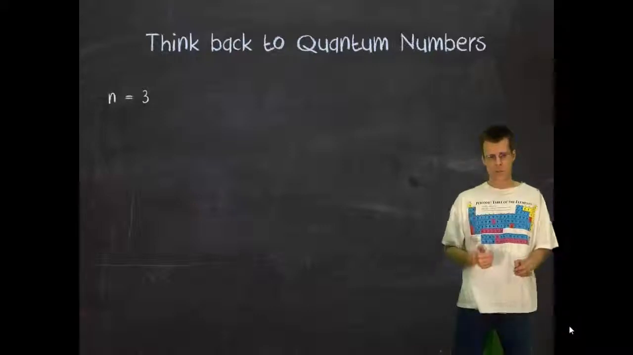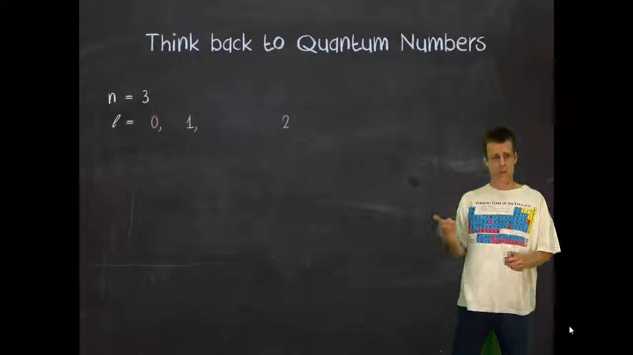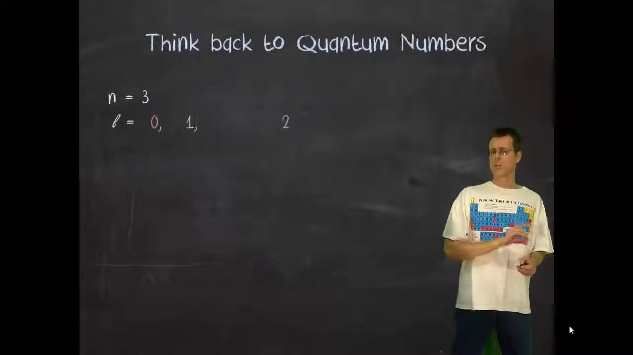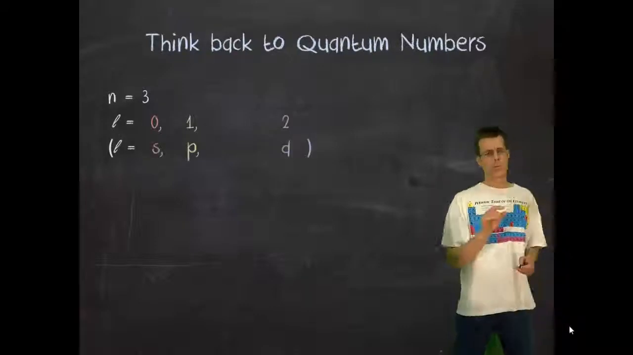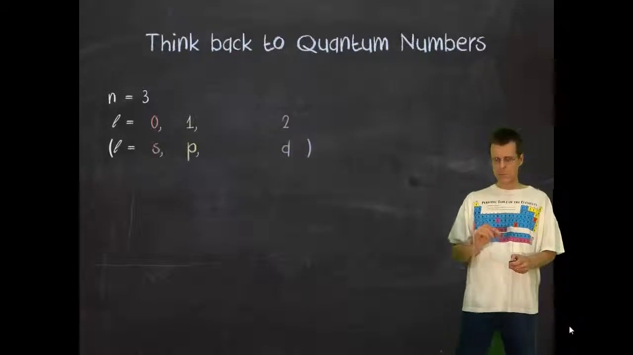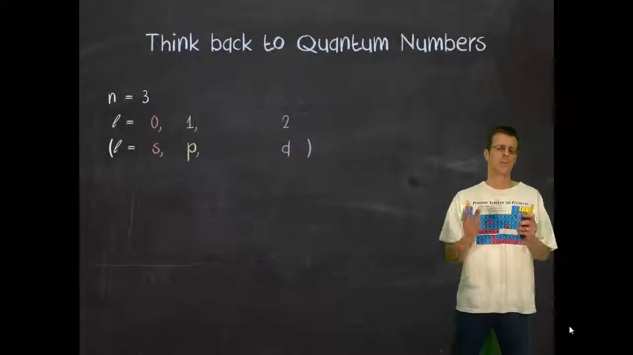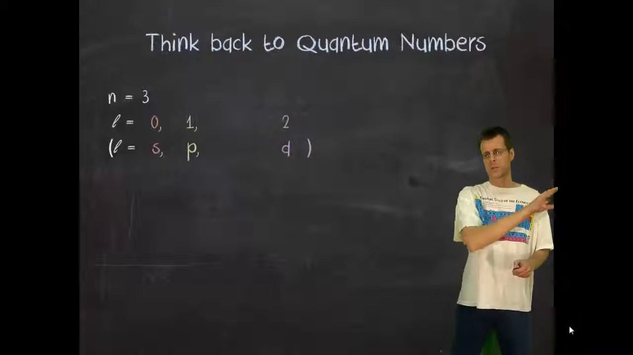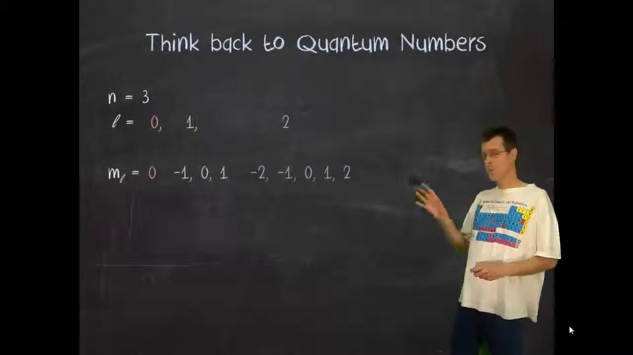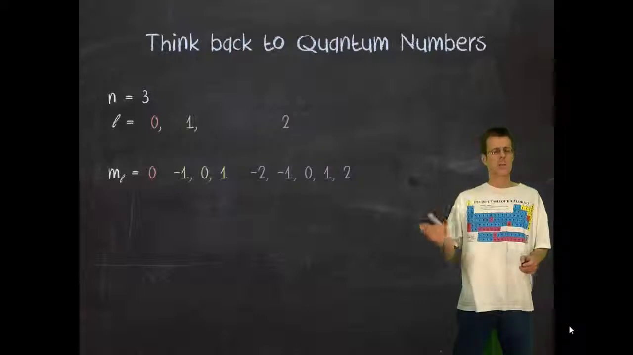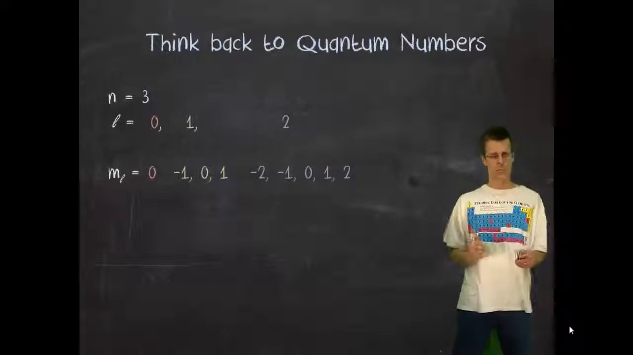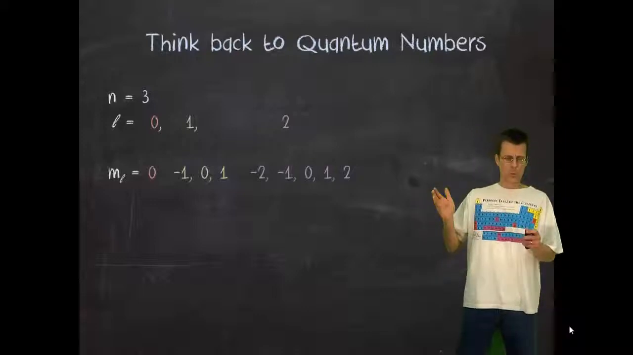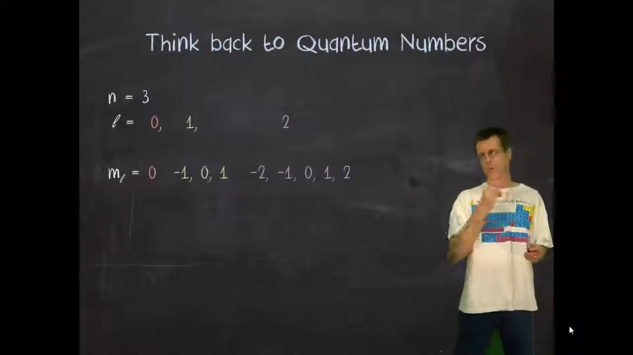So let's start with n equals 3. If n equals 3, I can have values of L of this, 0, 1, or 2. I can sometimes, and for electron configuration we will most of the time, write those values of L using letters, which seems like kind of a silly thing at first, but it actually will be more helpful than having too many numbers. But let's put that to the side for now. And then we have m sub L, magnetic quantum number, and that basically tells us the orientation, or the possible orientations of the orbitals. So if I have L equals 1, I can have -1, 0, or 1, 3 orientations.